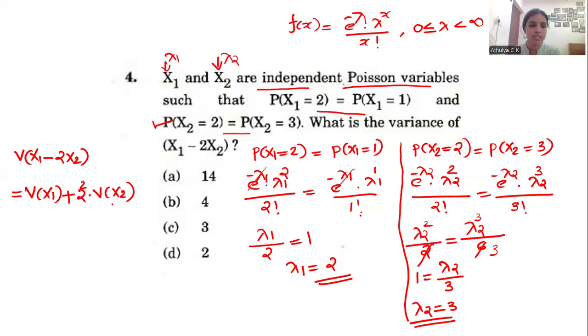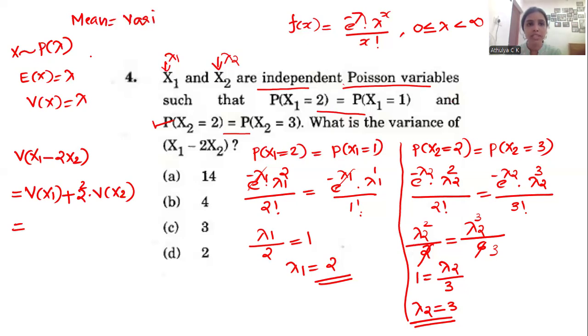Only variance terms exist. So here variance of x1 is nothing but, for a Poisson distribution, if x follows a Poisson distribution with the parameter lambda, then expected value of x is equal to lambda and variance of x is equal to lambda. For a Poisson distribution, mean is equal to variance. So this is an important property for a Poisson distribution. By using this condition, we can find out the variance of x1 and variance of x2.